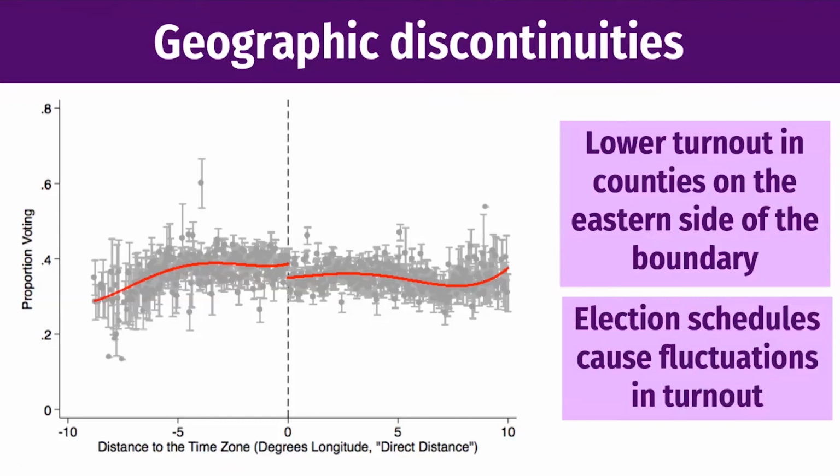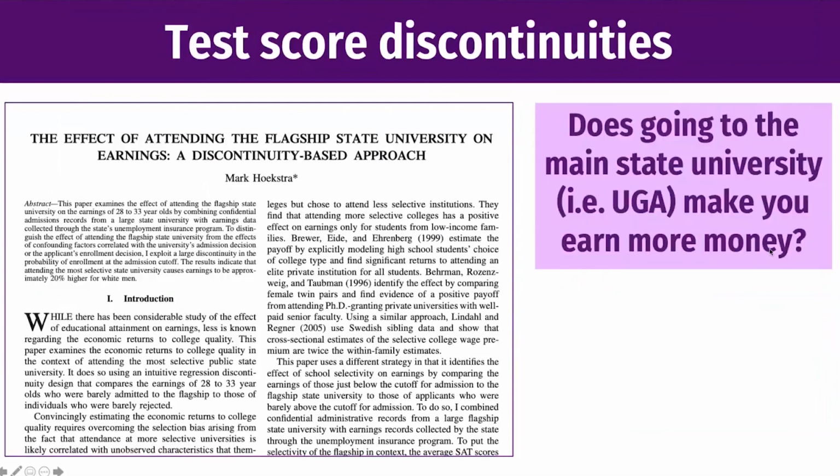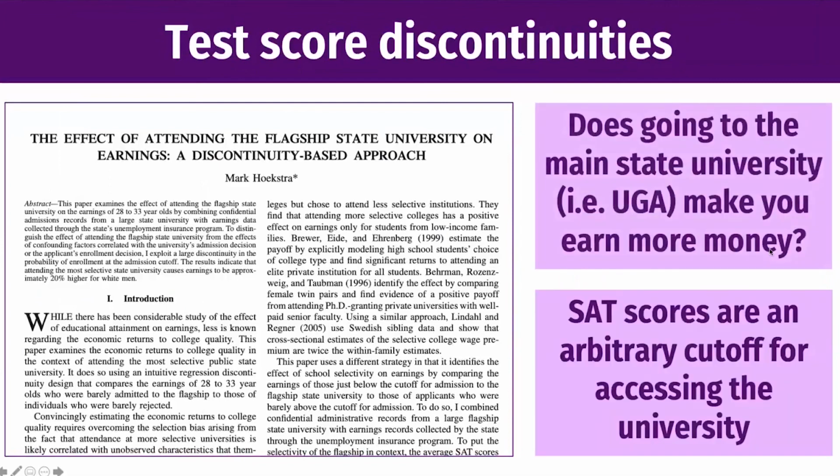People have done this with test scores as well. People have tried to find, is there an effect for going to your flagship state university versus other schools? And so this is trying to measure, like, do you get higher income if you go to the University of Georgia or University of North Carolina instead of GSU or NC State or other places like that? And so the way they were able to estimate this was with regression discontinuity based on SAT scores, where SAT scores are essentially an arbitrary cutoff for getting into UGA or UNC or other places, where if you have a high enough test score, you can get into the university. If you don't, then you don't.